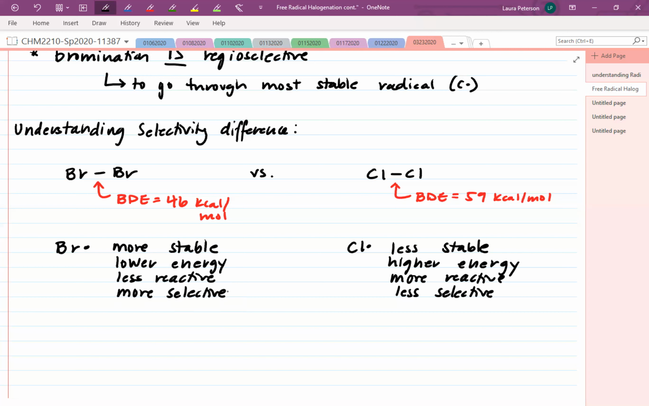But what does this mean for you guys? As you're predicting products and thinking about these reactions, mechanistically, these two reactions are no different, right? But there is this difference in energy between the bromine radical and the chlorine radical, which accounts for the selectivity difference. But what you need to be able to do is predict the products of these reactions. Okay, so for a bromination reaction, you would think about what's the most stable carbon radical that would form, and that's going to give you your product. Whereas if you're going to do a chlorination, you would get a sum of all possible products.